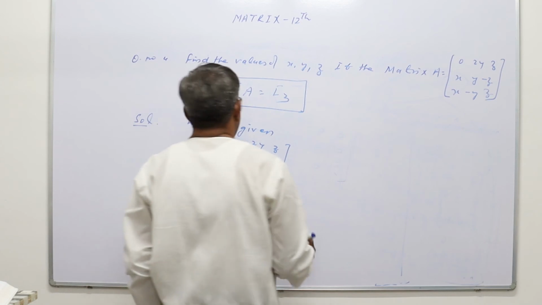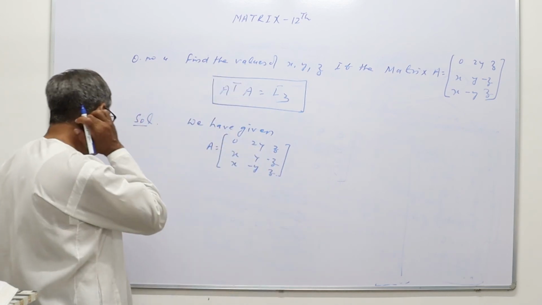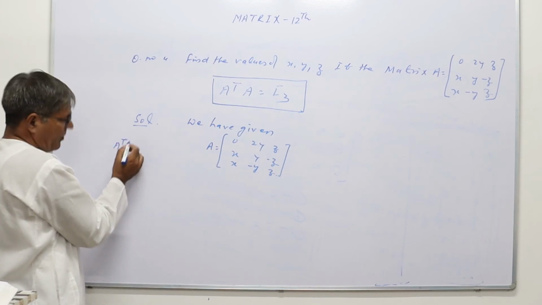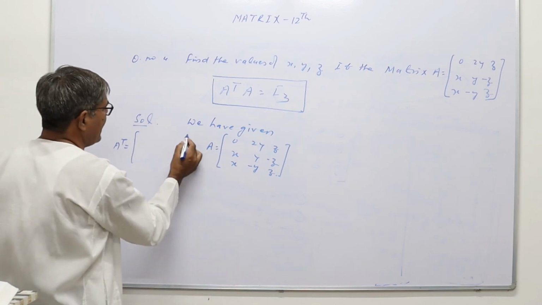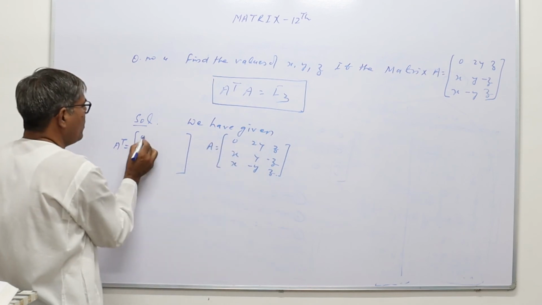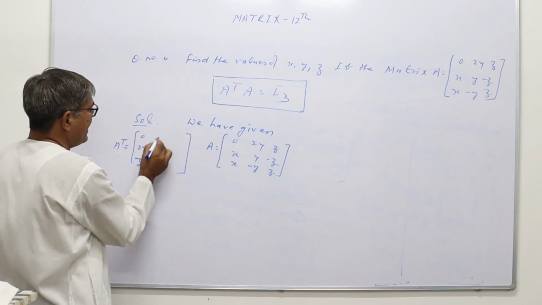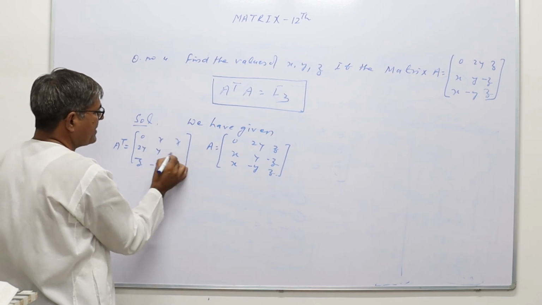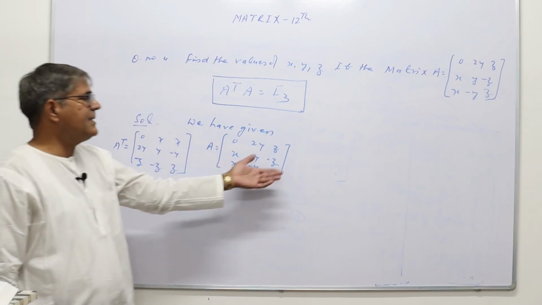Now what is the transpose of this? So we will write first A transpose. For the calculation point of view I am writing it here, you have to write it at this place. So here A transpose is [0, x, x; 2y, y, -y; z, -z, z]. This is A transpose and this is A.